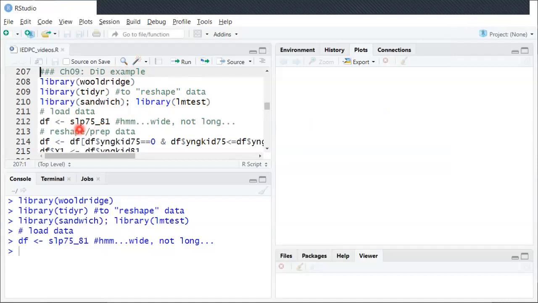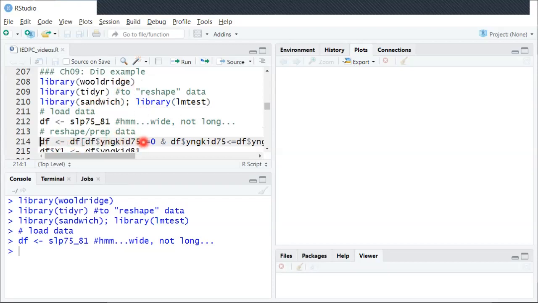SLP 7581, where SLP is short for sleep, and 75 and 81 refer to two different years in the data. So it's a panel data set. We're observing individuals at two points in time, 6 years apart. So I've loaded that data.